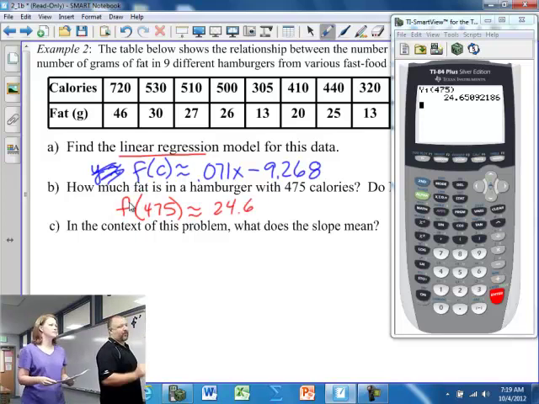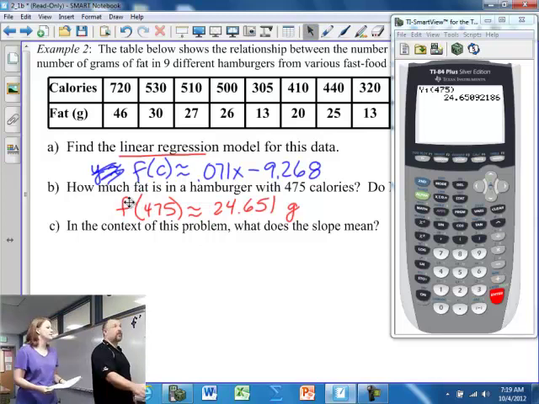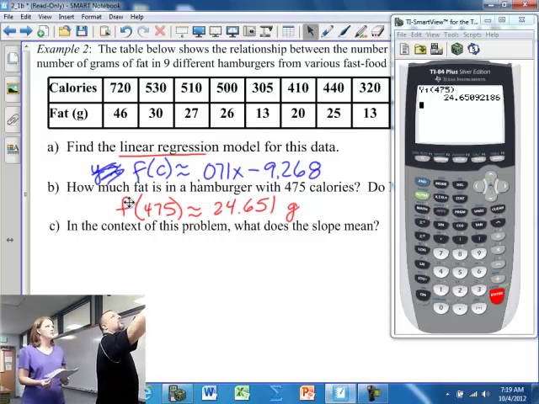24.651. And these are grams because they are fat grams. Okay, so now, the other way we want to stretch you just a little bit on this problem is we want to talk about slope.